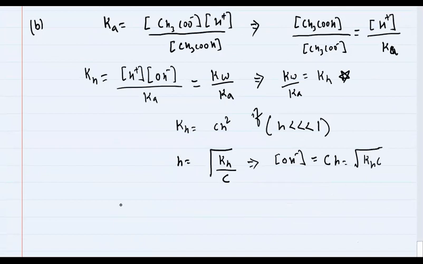Right, everyone? So if you say pOH, it is exactly the same as what we have done: pOH is equal to half pKh minus log C. Agree, everyone? Agree till this point? Don't you think that we are doing the same thing that we did for weak acid, weak base?